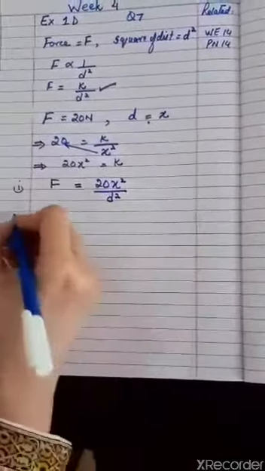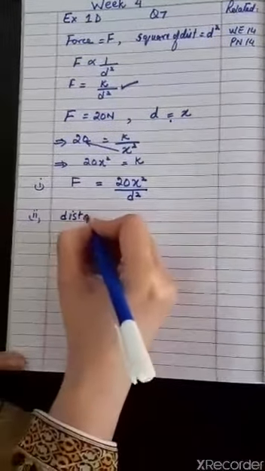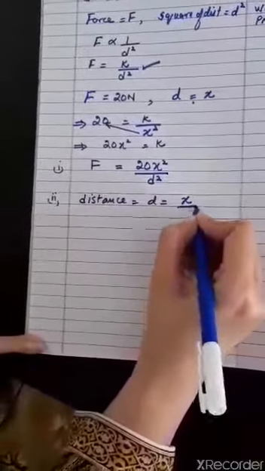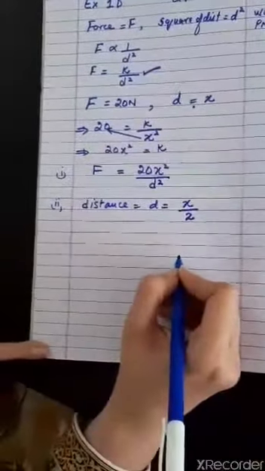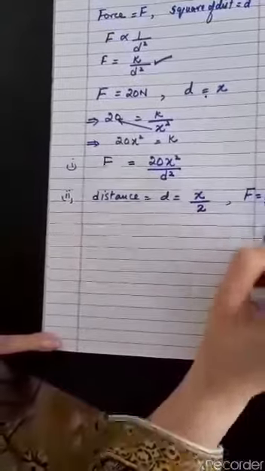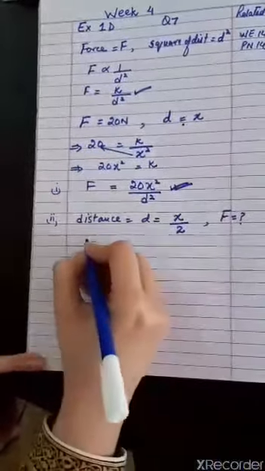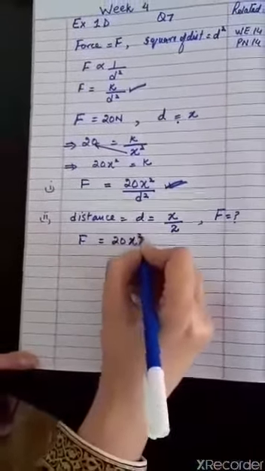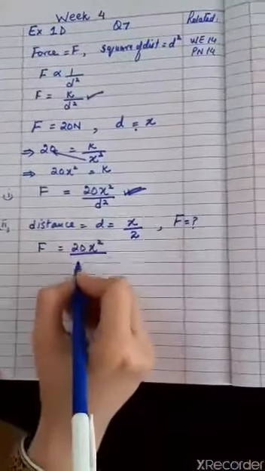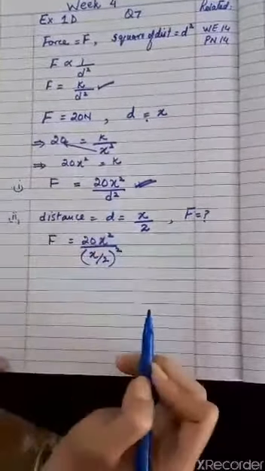Now for part 2, in which it was given to us that the distance is halved. Distance d is halved. It was x earlier, and halved means x upon 2. Now the distance d is x upon 2. We have to find the force. Again, putting d is equal to x upon 2 in this formula, we get F is equal to 20x square upon, instead of d, now we are going to put x upon 2, and that will be squared because d is squared.